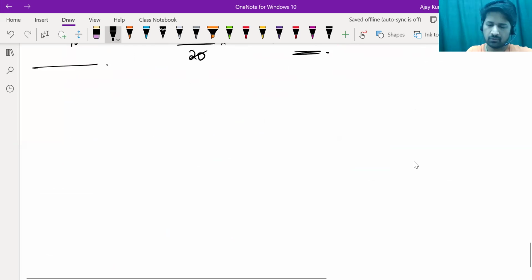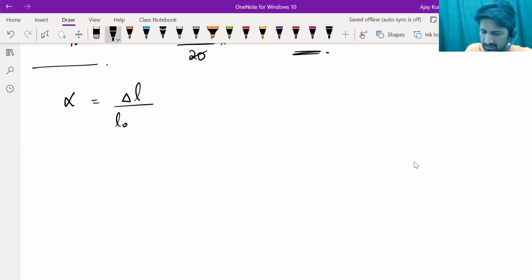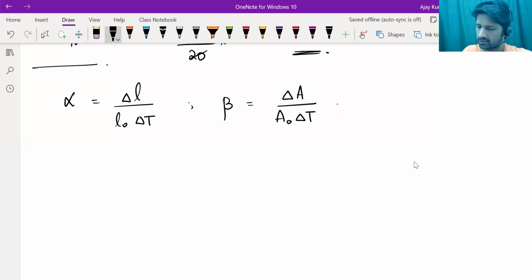Now, next thing we have to do is derive a relation between alpha, beta, and gamma. Coefficient of linear expansion, coefficient of areal expansion, and coefficient of volume expansion. Now, what is alpha? Basically, by definition, it is relative change in length per unit change in temperature. Beta, by definition, is relative change in area per unit change in temperature. Similarly, gamma is relative change in volume per unit change in temperature.